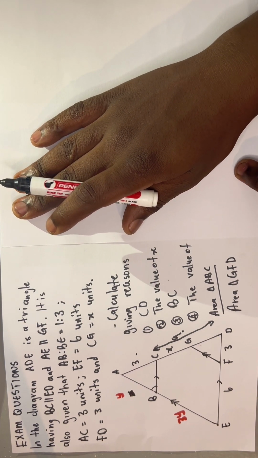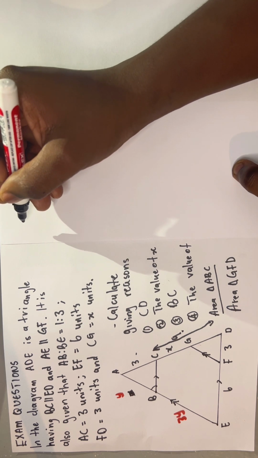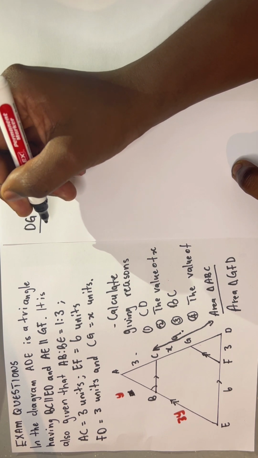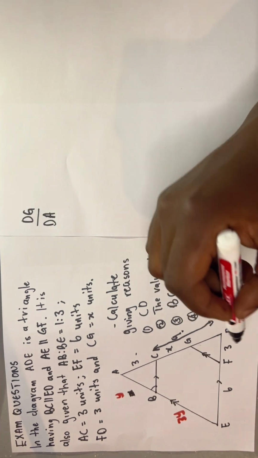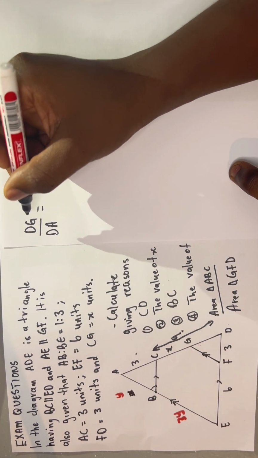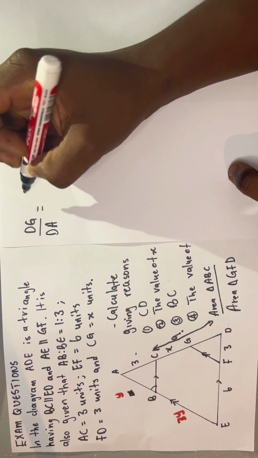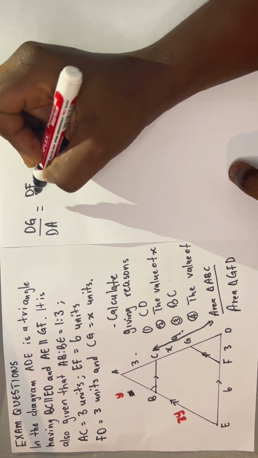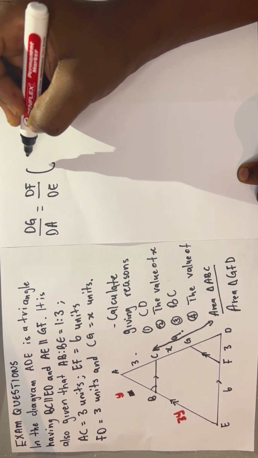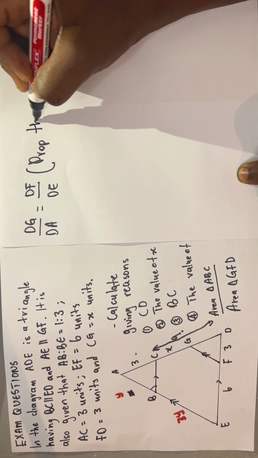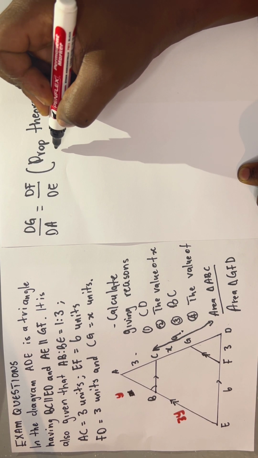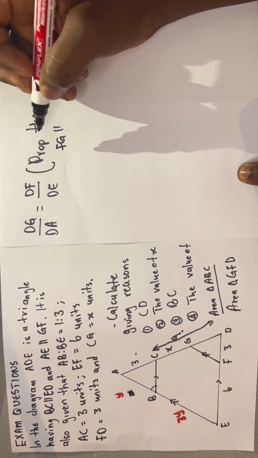So this is going to be this way. From here, you say DG over DA is in proportion with DF over DE. Remember that you already know the value of DC and CA, so you automatically know DA. DF you are already given. And your reason again here is the proportionality theorem. Why proportionality theorem? Because FG is parallel to EA.